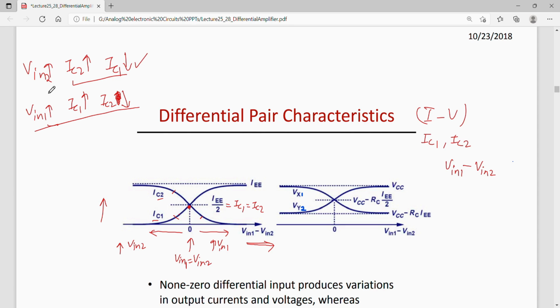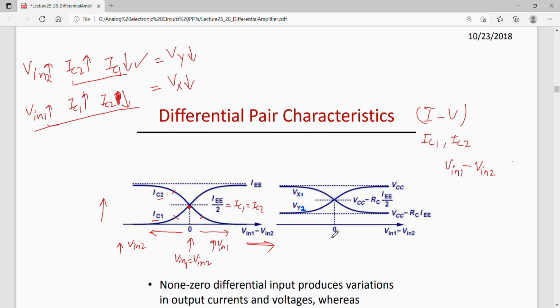Now we had also said that when IC2 increases, the drop across Q2 increases, so Vy should reduce in this case. Similarly, when IC1 increases, the drop across transistor 1 should decrease.